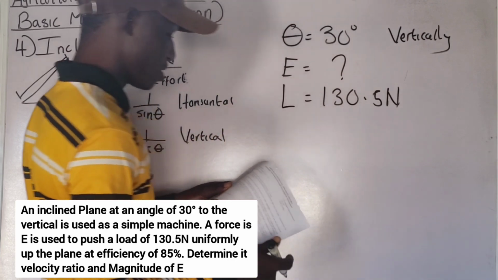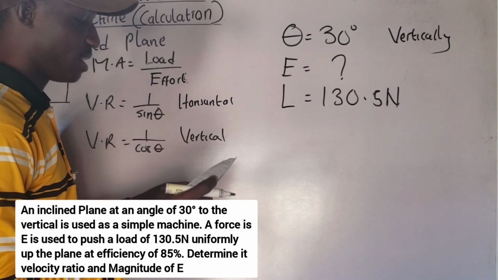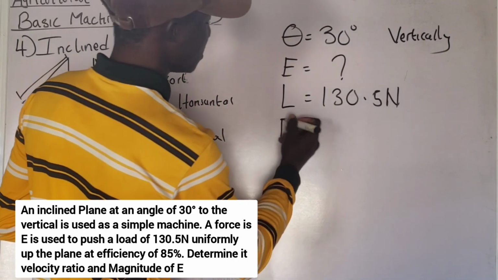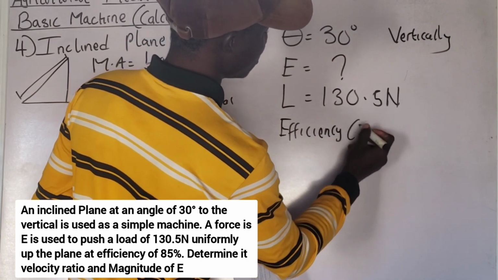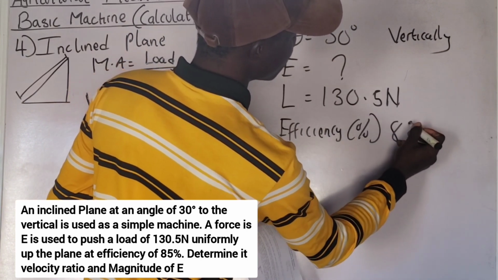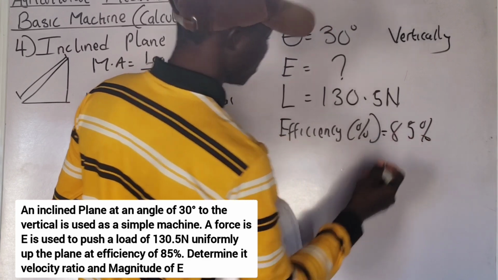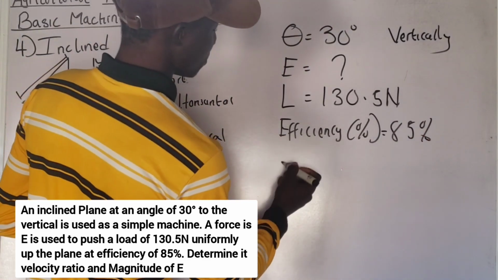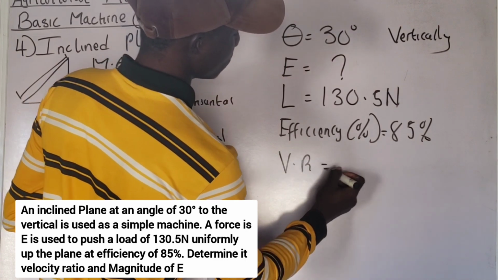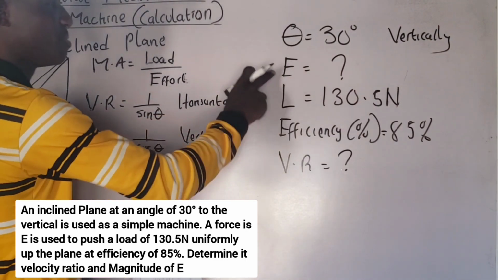You understand? Okay? Then we have the efficiency. The efficiency in percentage is what? 85%. You understand? We are asked to determine the velocity ratio and the effort. The velocity ratio, we don't know it, and we are asked to determine the effort.